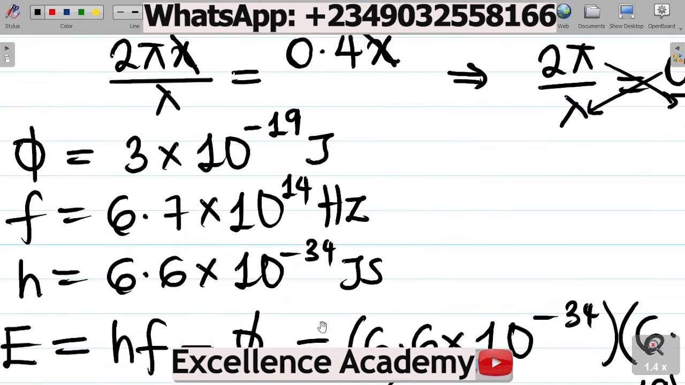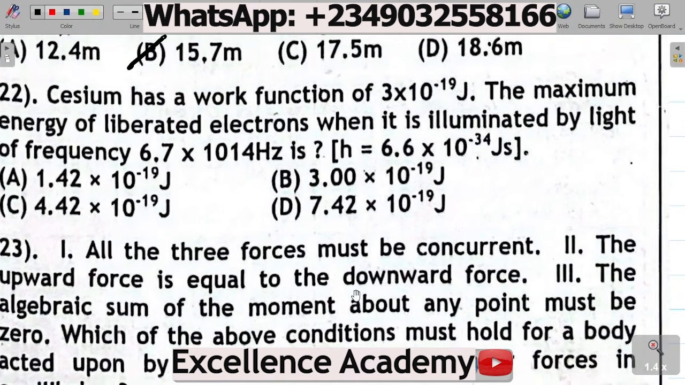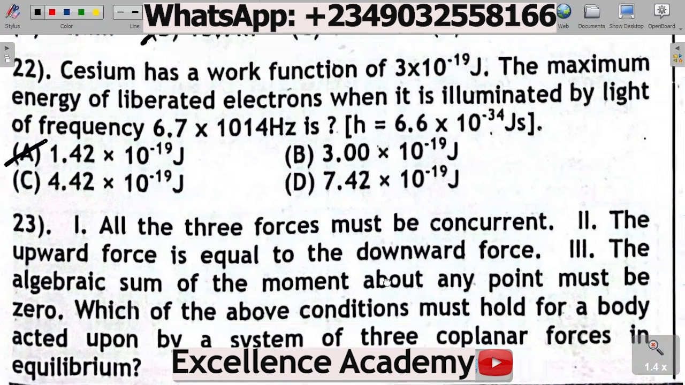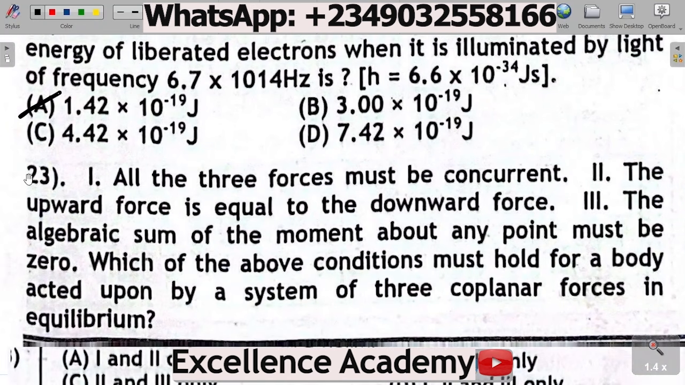All right, let's see which option matches that. That is option A. So A is the correct answer. Next up, question 23.